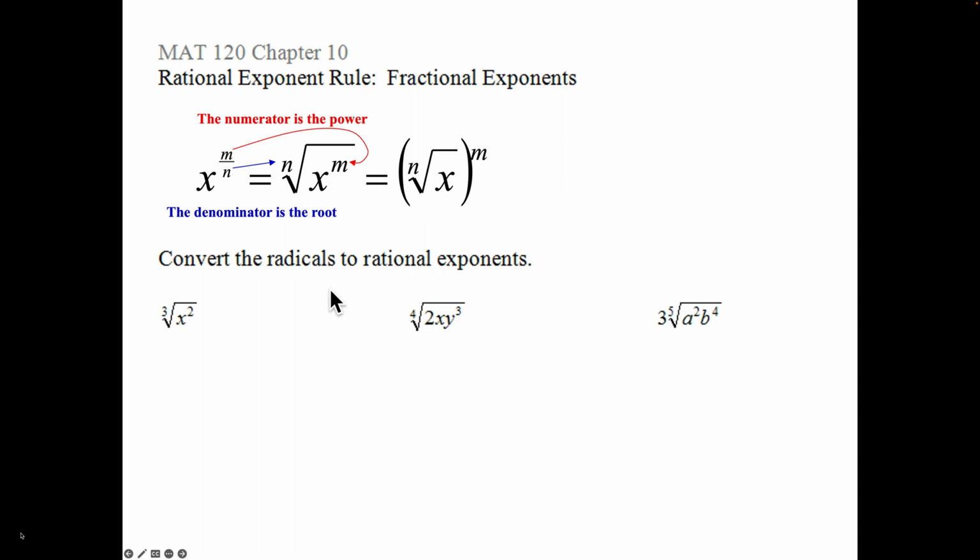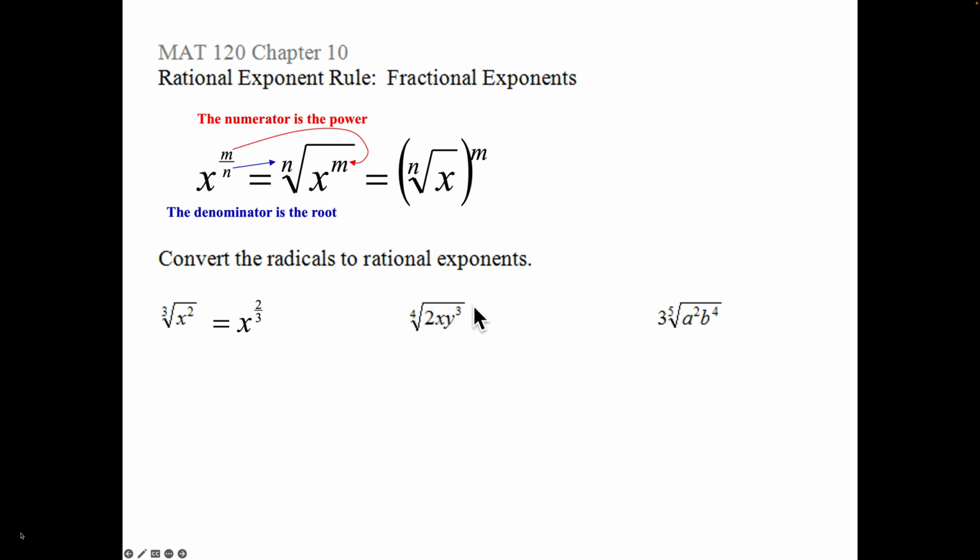All right, so one of the skills you'll have to be able to do is convert from radicals to fractional exponents and fractional exponents to radicals. So here we have the cube root of x squared. So this becomes x to the 2/3 power. Here we have now more numbers on the inside. The 4th root of all of this.